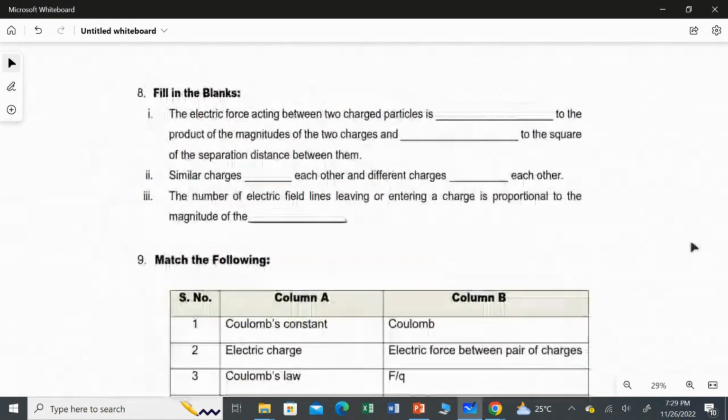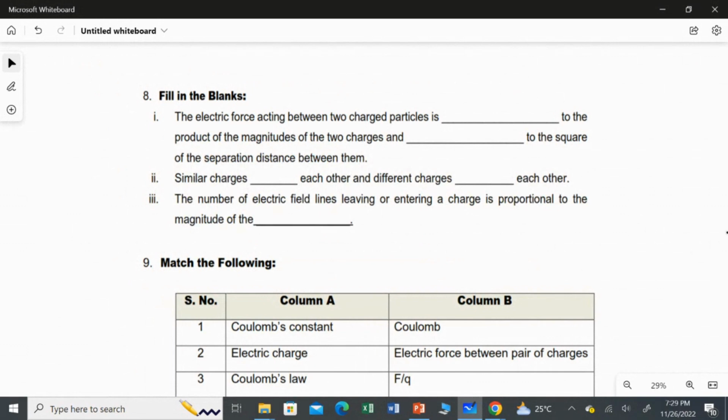So what is given here? The electric force acting between two charged particles is dash to the product of magnitudes of the two charges and dash to the square of the separation between them. Actually, they are talking about the Coulomb's law. What is that? Electric force F is equal to K magnitude of Q1 magnitude of Q2 over R square, right? So what they mentioned in the first part, the electric force acting between the two charges is dash to the product of the magnitude of two charges. So that means it is directly to the product of two charges.